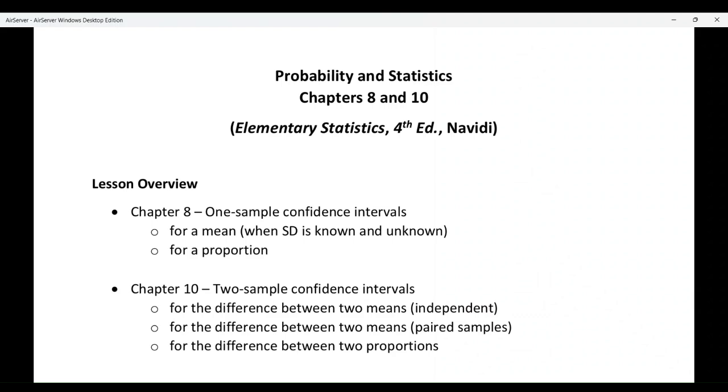And what we're going to be doing is looking at how to construct these in a variety of situations. Specifically, chapter 8 deals with one sample confidence intervals, where I'm just looking at maybe an average weight or height of a group. And then chapter 10 gets into two sample intervals. This is where we have two different groups or samples, and we're comparing them with each other. We want to know what we believe the difference is between those samples, whether it's the difference in means or a difference in standard deviations, things like that. And so with that, let's go ahead and get going here.